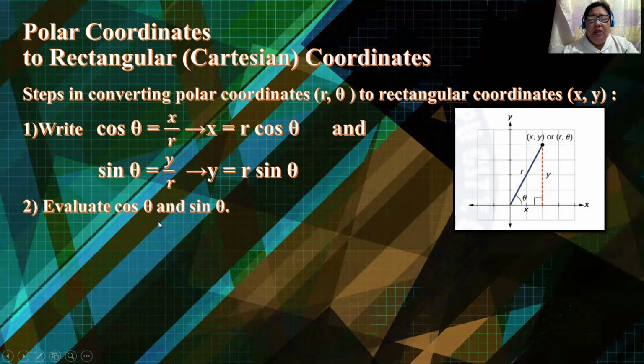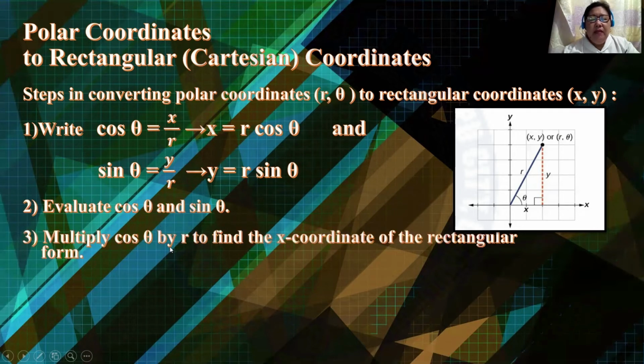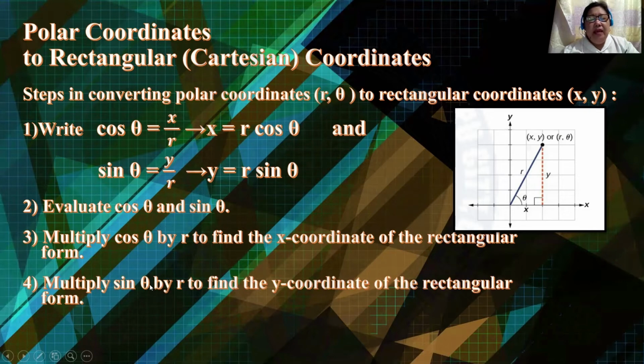Then evaluate cosine theta and sine theta. Multiply cosine theta by r to find the x-coordinate of the rectangular form, and multiply sine theta by r to find the y-coordinate of the rectangular form.